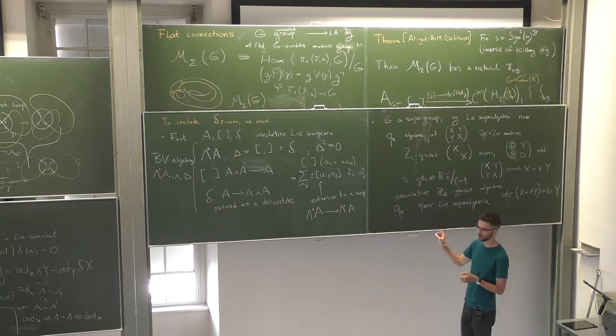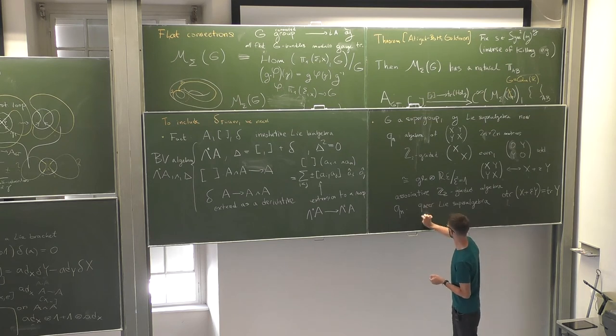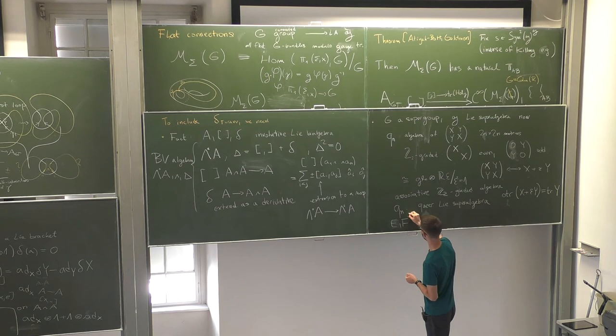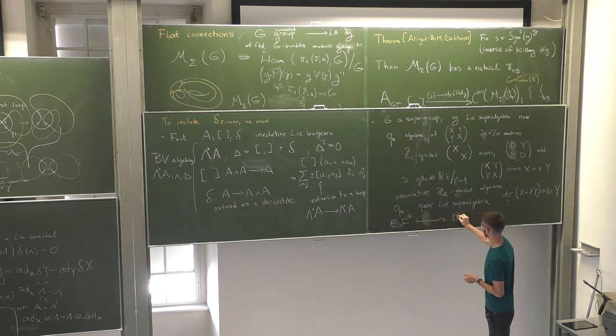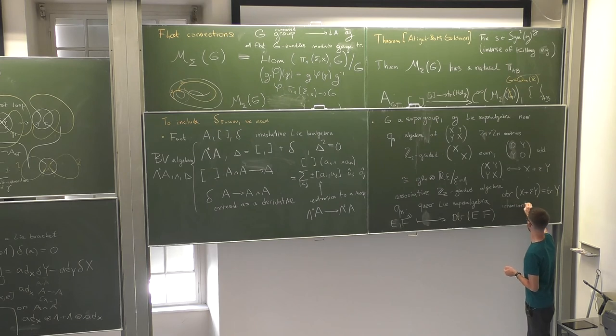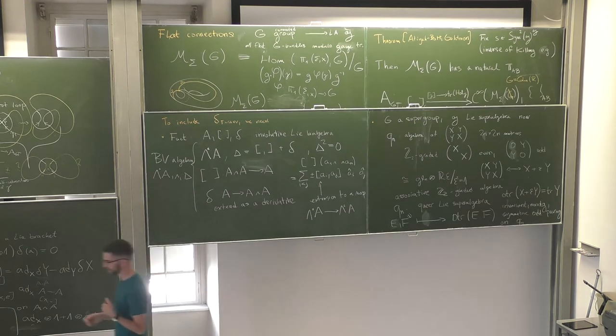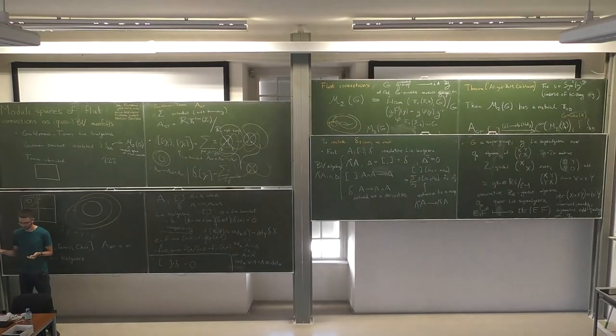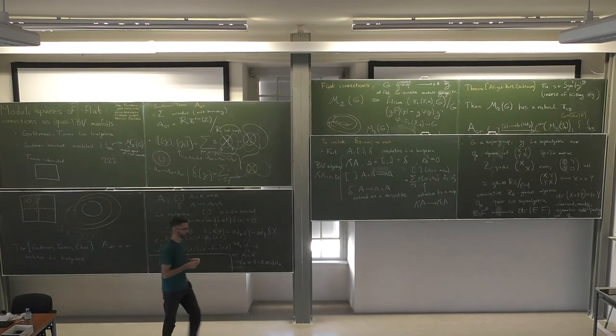And such a function defines an invariant pairing. So if E and F are elements here, you can send them to the odd trace of E times F, and this is an invariant, non-degenerate, symmetric, odd pairing on Qn. Okay. So if we would just take the trace of the matrix, if you would take the trace of X, it would not be invariant.